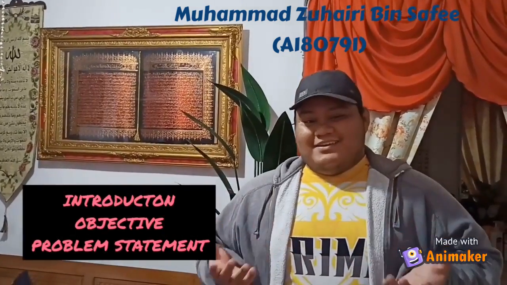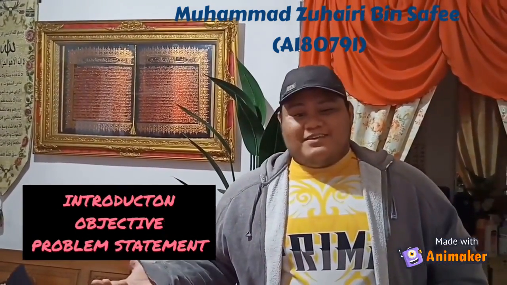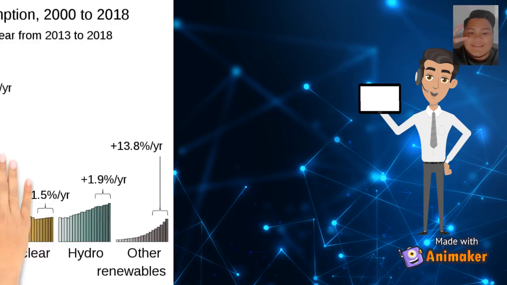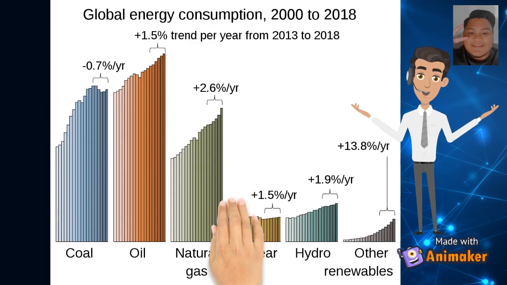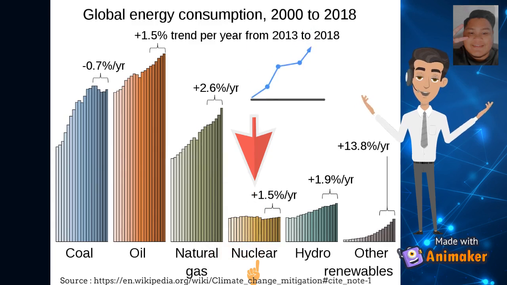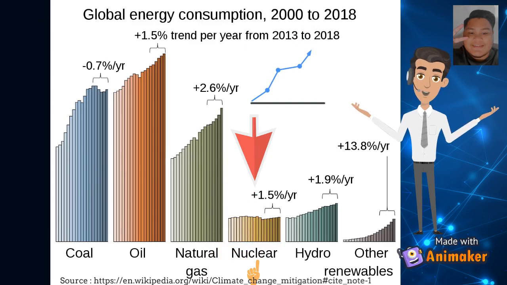Today I want to present the introduction, the objective and the problem statement of this topic. Bar chart showing the trend of global energy consumption from year 2000 to 2018. Overall, there is a net increase of 1.5% per year for nuclear energy, indicating a strong potential in nuclear power.